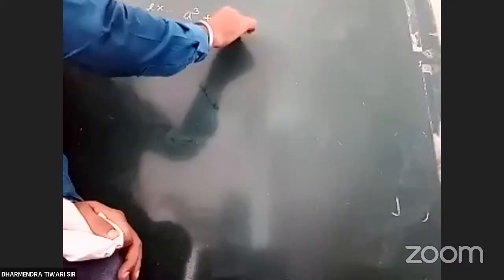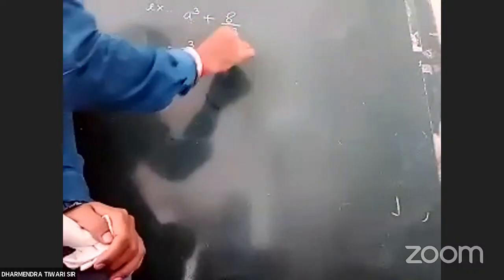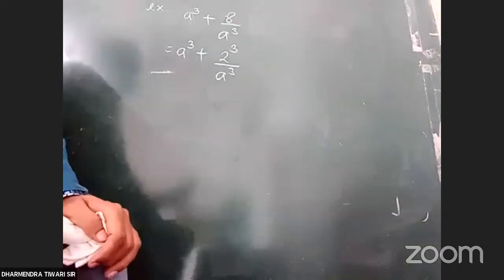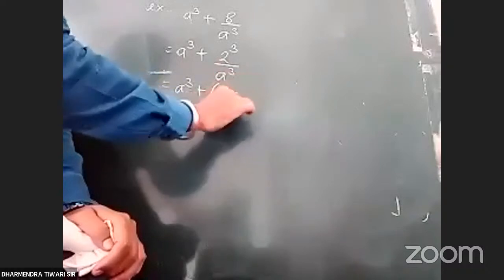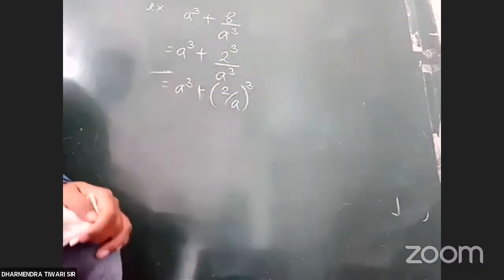Next example, a cube plus 8 upon a cube. This can be written as a cube plus, we know that 8 can be written as 2 cube, upon a cube. So we can write this as a cube plus (2 upon a) the whole cube.